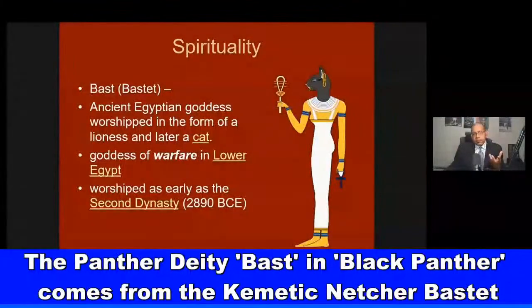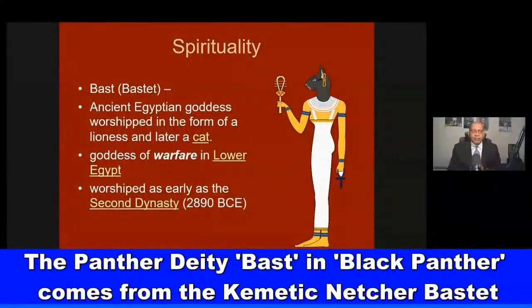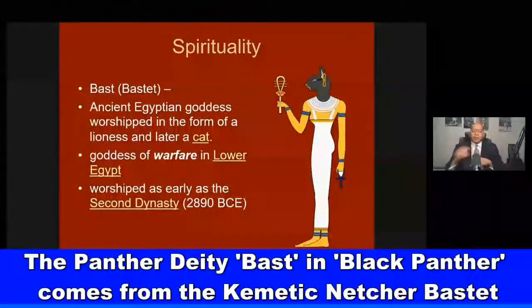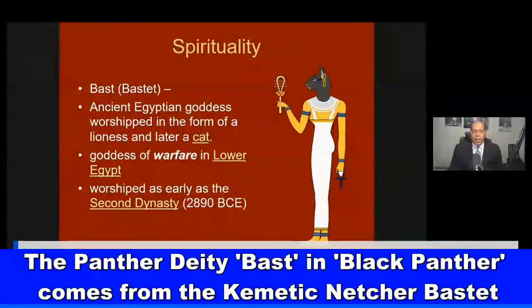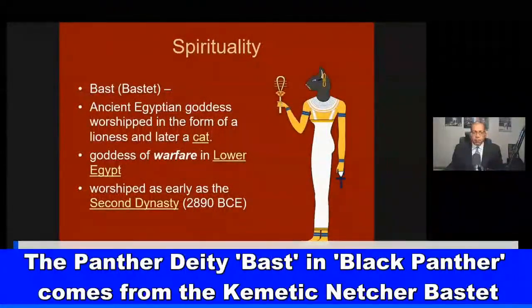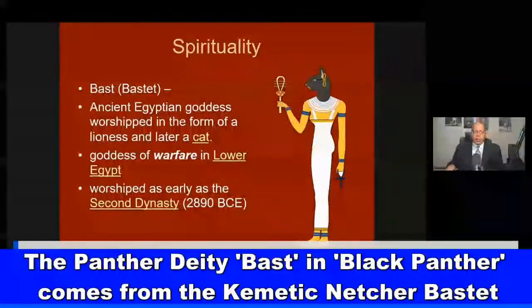Okay, now the Panther deity of Bast that we see in the movie, the Panther deity that watches over Wakanda, that comes from Bastet, which was a neter or deity in ancient Kemet, ancient Egypt, that was in the form of a lioness, okay, and then later a cat. Ancient Egyptian goddess worshipped in the form of a lioness and later a cat, goddess of warfare in Lower Egypt, worshipped as early as Second Dynasty, around 2890 BCE, before the Common Era. Okay, so the film is so deep because it helps reconnect us to African history, African culture, African language, etc.